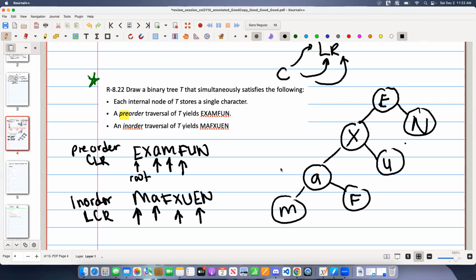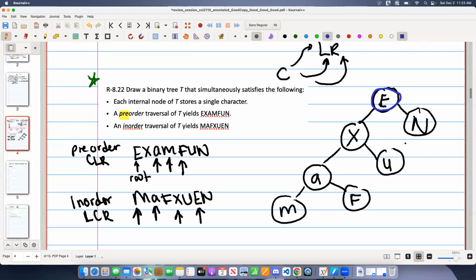And I'll quickly iterate through the check. Was that clear for everybody? Yeah, for sure. So the first thing you start with is pre-order. Since pre-order is center, left, right, you know that the first letter in pre-order is going to be the root node. That's what you start with. So you start with E.